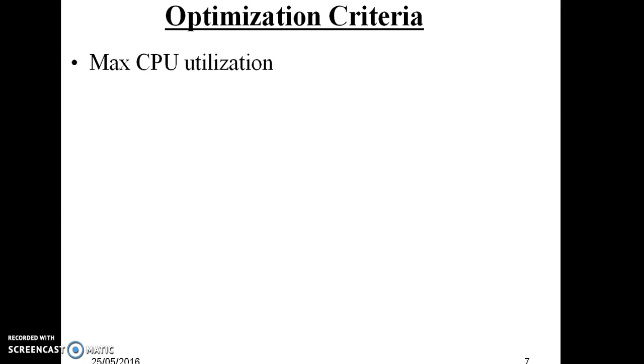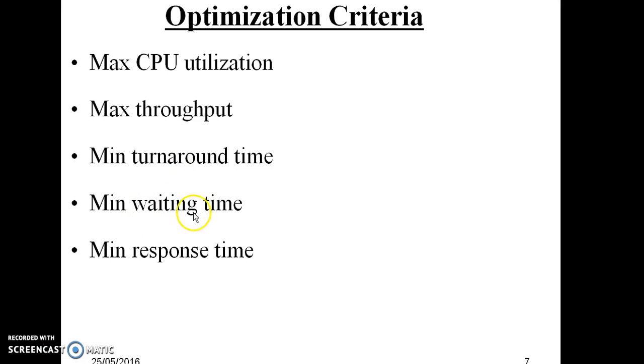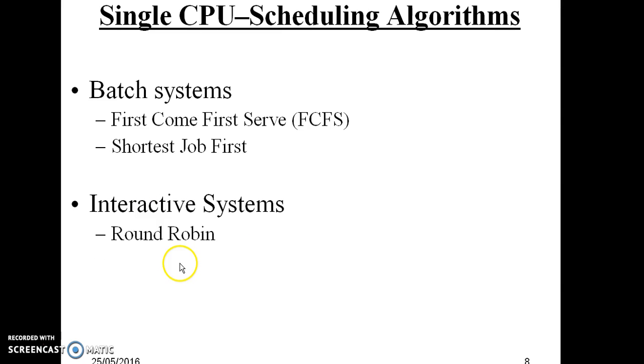Now we are having the different optimization criteria. So CPU utilization should be maximum. Second criterion is the throughput should be maximum. Then the turnaround time should be minimum. Then the waiting time should be minimum. The response time should be minimum.